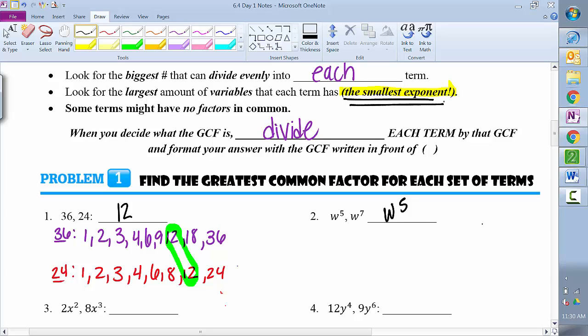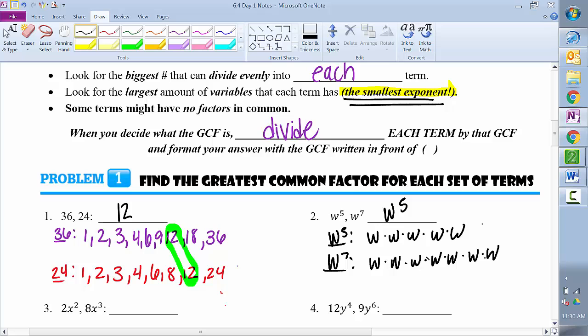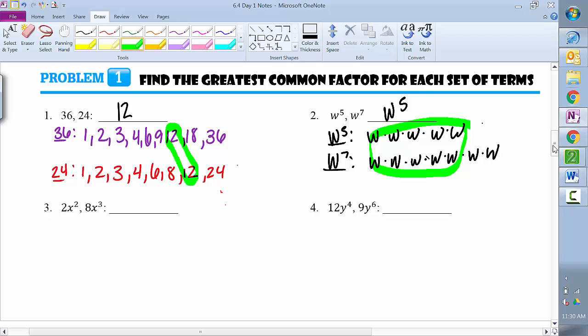And I'm going to just write it out so you can see why that is. W to the 5th really is 1, 2, 3, 4, 5, and then W to the 7th is 7 of them. 2, 3, 4, 5, 6, 7. And you would highlight all the ones you have in common, and there was 5 of them. So why write all those out when I told you the trick? Yes. I thought you had to cross them out. Well, you can cross them out, but there's still 5 W's that you crossed out. Yep. Okay. Awesome. So the greatest common factor between those two is W to the 5th.